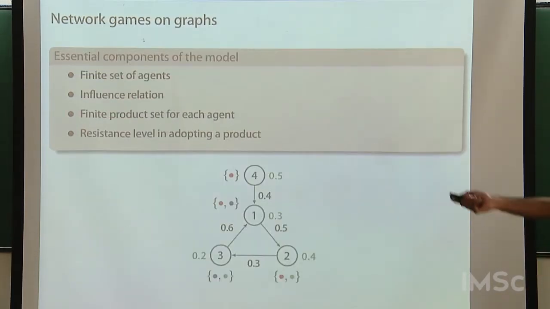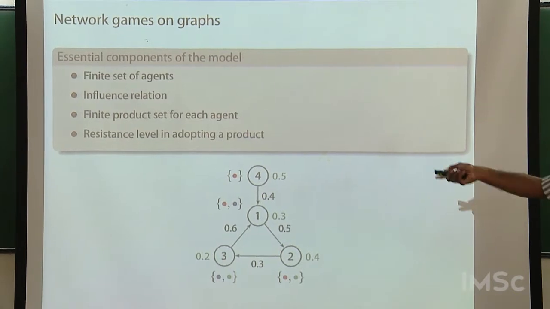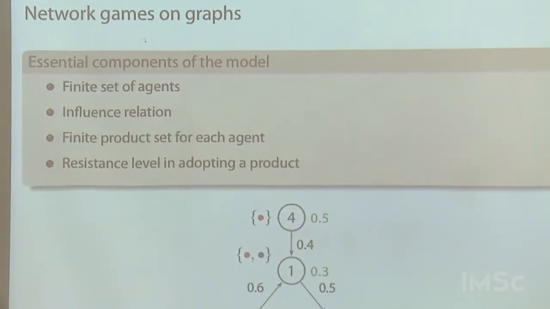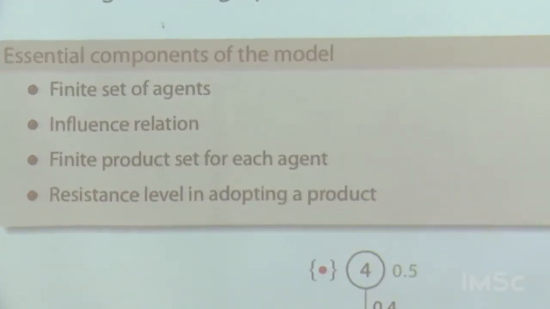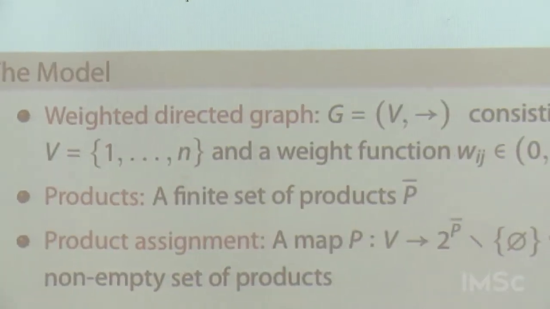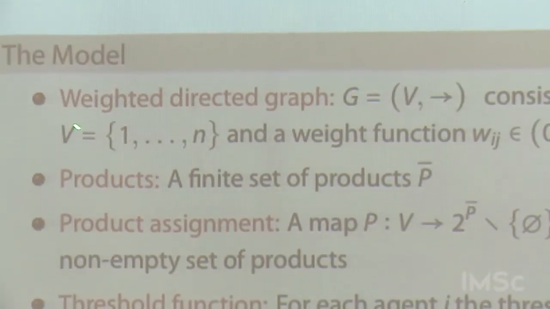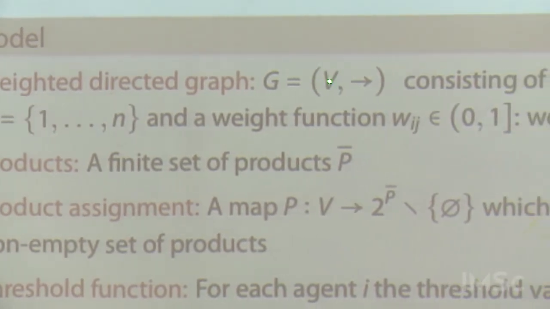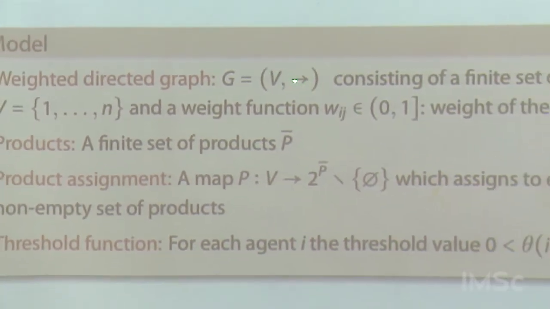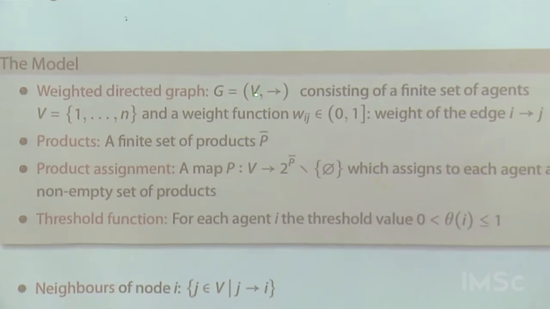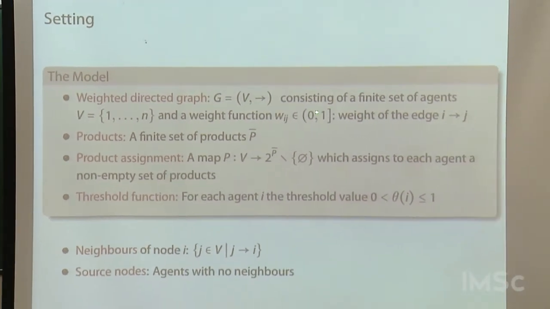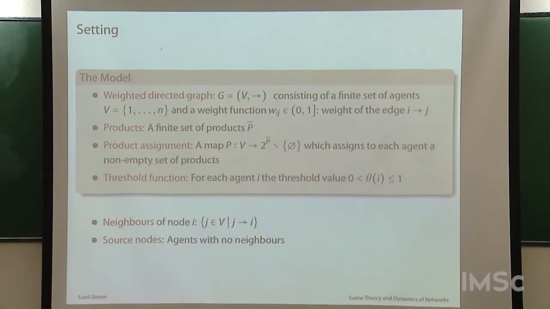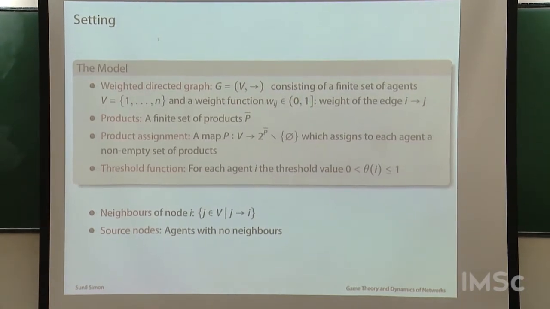So these components can be captured in a graph structure. Let me formally define the model that we are looking at. We are looking at a weighted directed graph. The set of vertices are the agents. There is a weighted edge relation, and the weights, let's say we normalize them, come from the interval 0, 1.